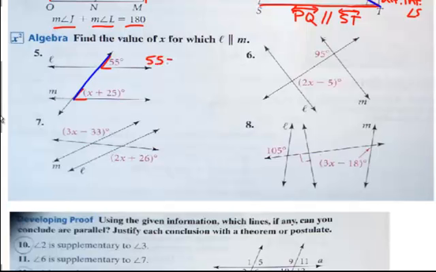Number 6. This angle is marked. This angle is marked. This is my transversal. These are alternate interior angles. If alternate interior angles are congruent, then the lines are parallel. So again, I have to set these angles congruent or equal to each other. So 95 has to equal 2x minus 5. And I'm going to solve this by adding 5. 100 equals 2x, divided by 2, x equals 50.